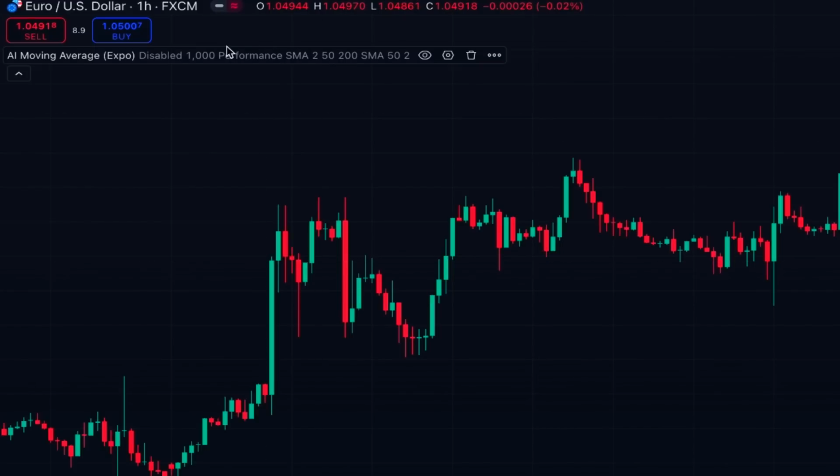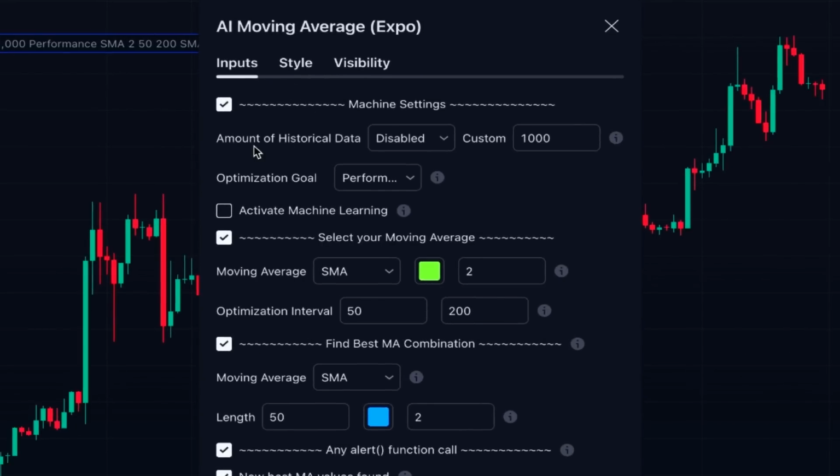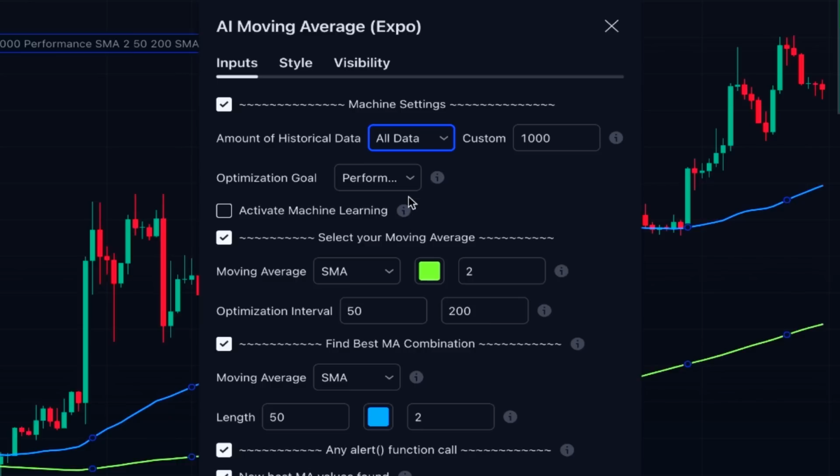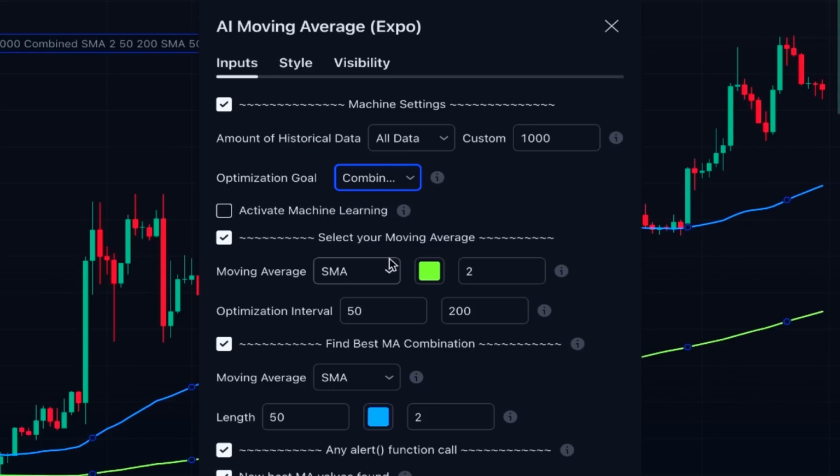So here we go to the settings of the indicator, and here you can see that the amount of historical data is disabled. When we click on it, we have two options, all data and custom data. If you choose custom data, you can give your desired amount of look back period for the machine learning algorithm. I recommend using all data because the more data you use, the more accurate the result will be. And then for optimization goal, we have performance, win rate, and combined. We choose combined, so both performance and win rate will be optimized.